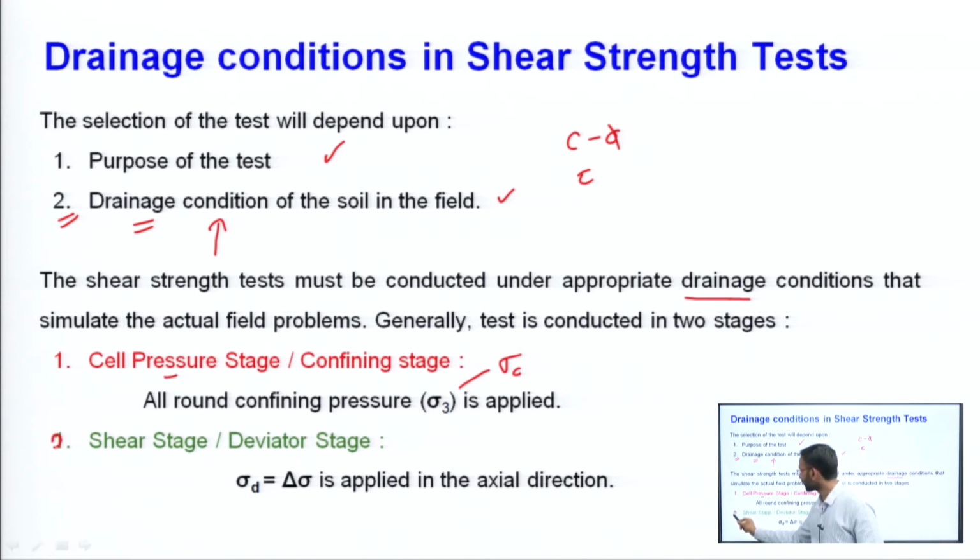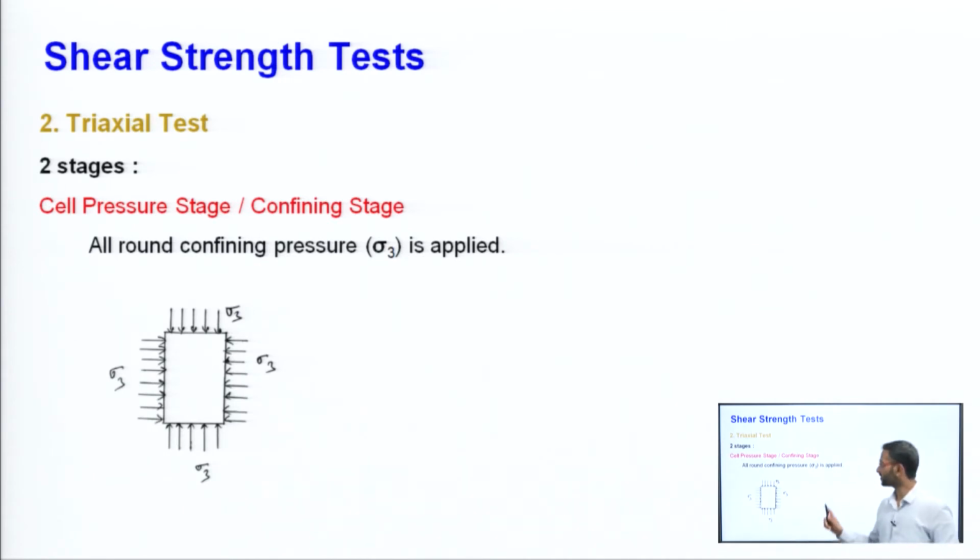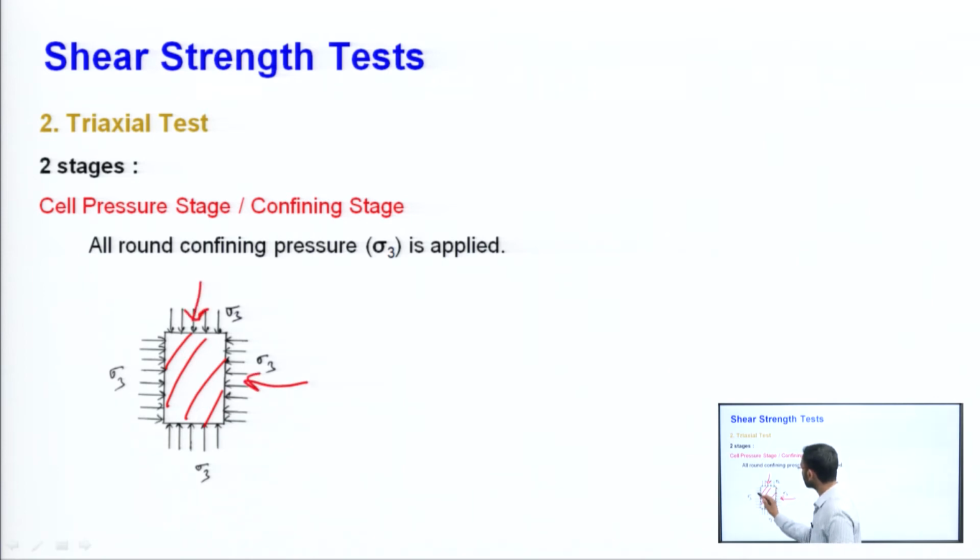The second stage is the shear stage or deviator stage, where an additional force is applied in the axial direction, and this axial force or axial stress is delta sigma, also denoted as sigma D. Okay, the D is for deviator stage. Let us see the very first stage. The soil mass is given to you, and in this soil mass you are applying an all round confining pressure. That means you are applying stress horizontally and also vertically, and the stress values in the horizontal direction and the vertical direction are the same.